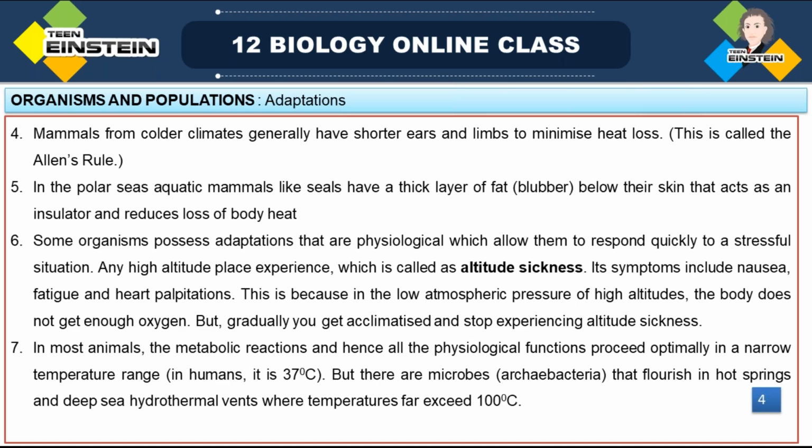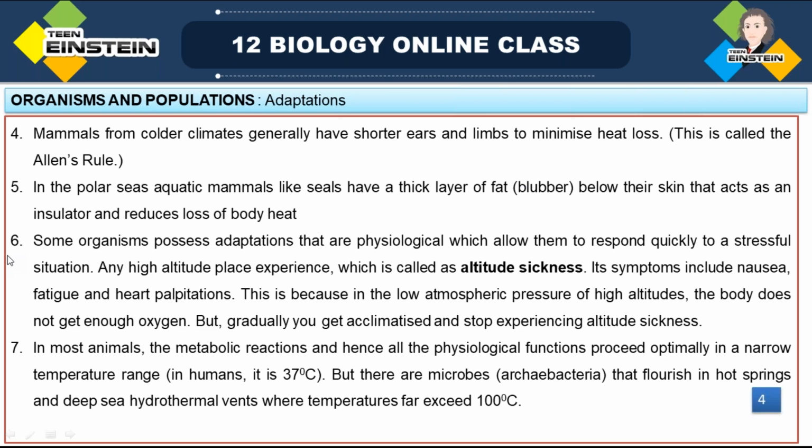And it is acting as an insulator also. So blubber is the thick layer of fat which is present in the aquatic mammals in the polar seas. Under the skin there is a thick layer of fat which is called blubber, which is found in the aquatic mammals of polar seas. So this is acting as an insulator, as well as helping to reduce the body heat loss.